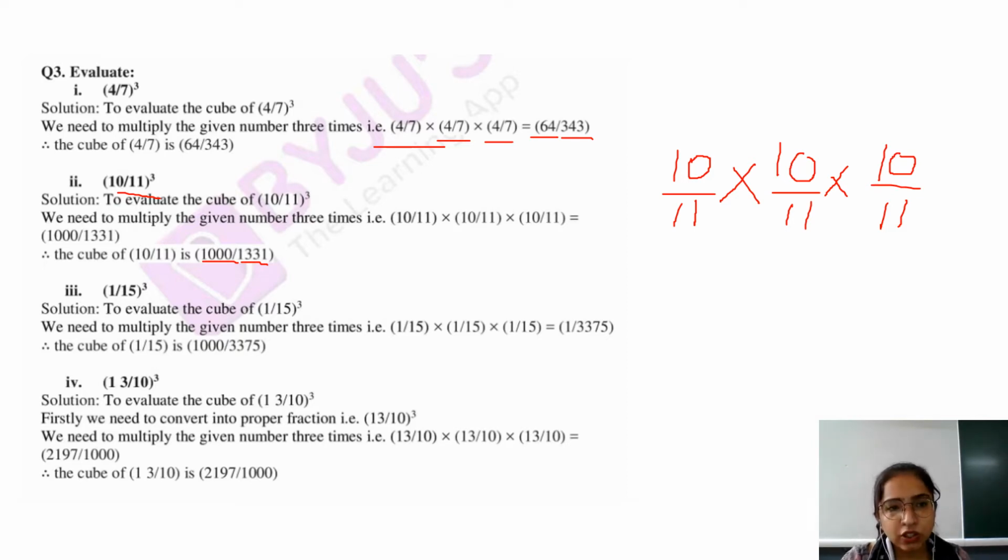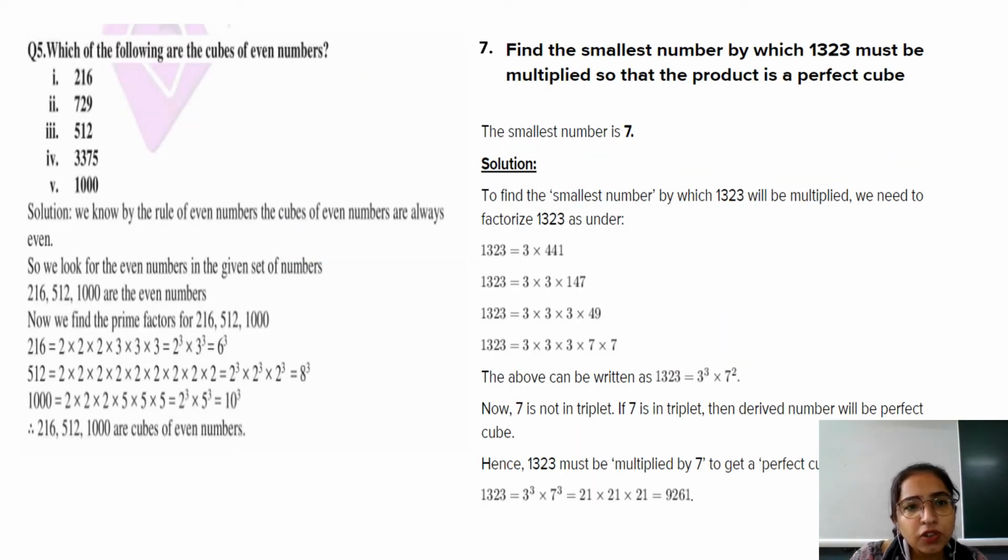Clear? Same like you have to do 1 by 15 cube. Three times you have to write 1 upon 15 into 1 upon 15 into 1 upon 15. Then you have to multiply. Again 1 3 by 10. This is in mixed fraction, like this, 1 3 upon 10. And as you know very well how to convert mixed fraction into normal fraction. How you will convert? 10 ones are 10, 1 plus 3, 13. So answer will be 13 upon 10. So 13 upon 10 you have to multiply 3 times. That's it. Clear?